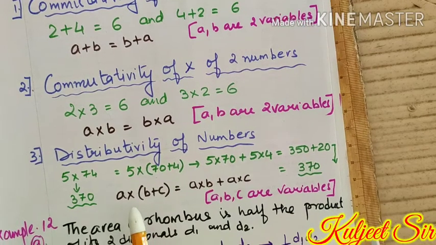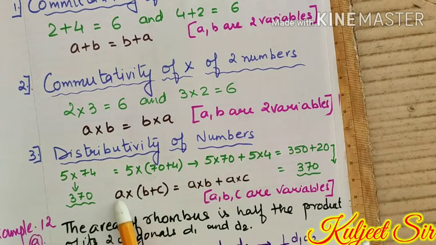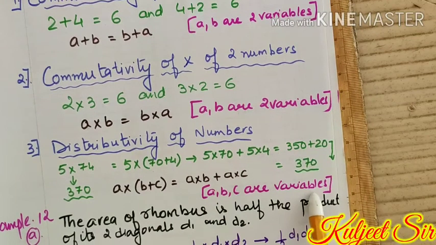So the rule goes as a multiplied by, you can see, b plus c. And then you can see I have elaborated again: a has been multiplied with b and a has been multiplied with c. a into b plus a into c. And again, as you are aware, a, b and c are the variables.